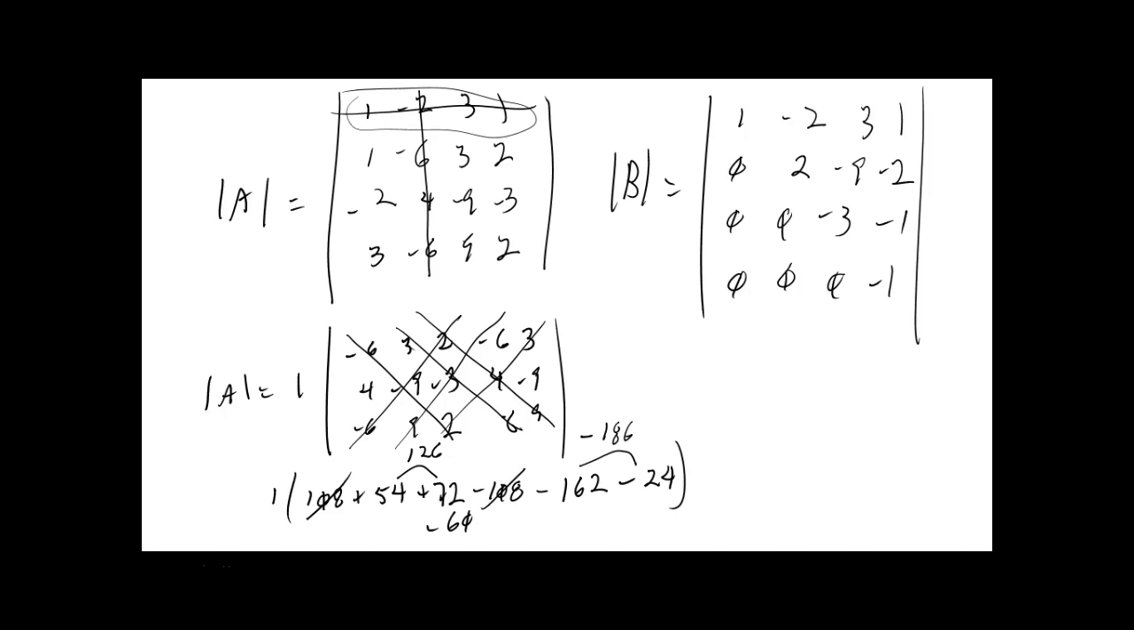Now, how did we get from A to B? We did our row reductions. Okay? We did our elementary row operations.